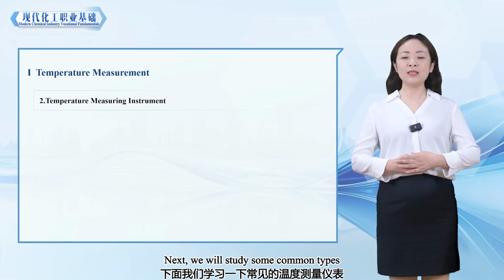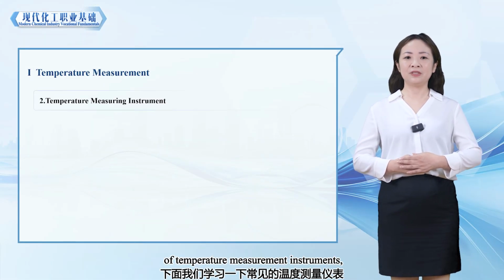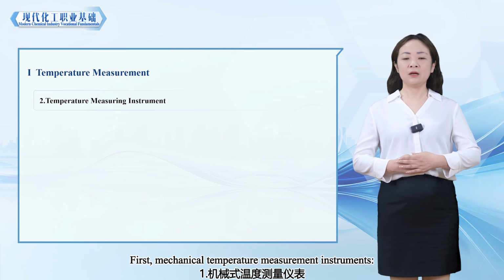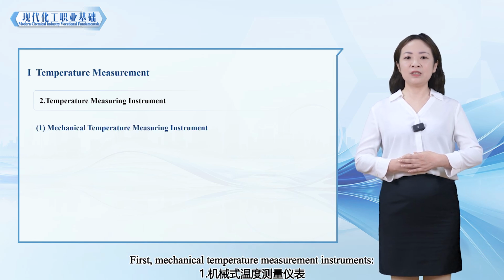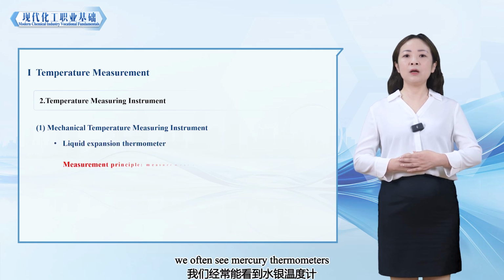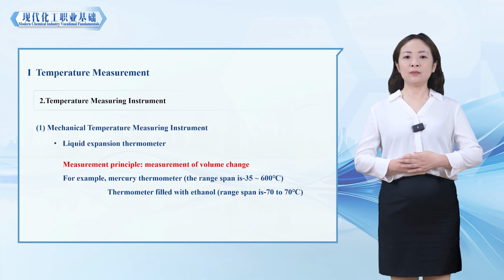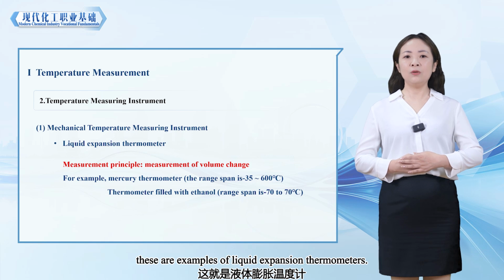Next, we will study some common types of temperature measurement instruments, which mainly include the following types. First, mechanical temperature measurement instruments. In laboratories, we often see mercury thermometers and alcohol-filled thermometers. These are examples of liquid expansion thermometers.